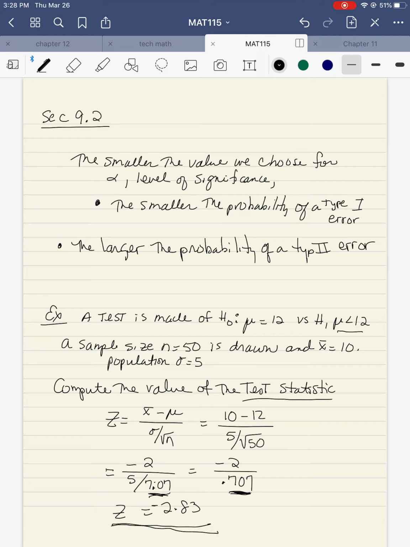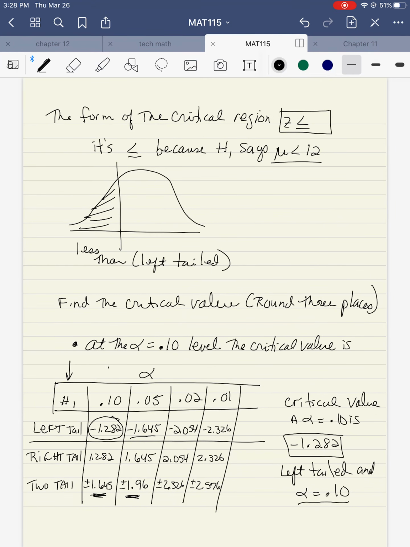That's your test statistic. The form of the critical region would be Z is less than or equal, because H1 says mu is less than 12. So again, they have to match. Which means I set up the critical value and the test statistic. If the test statistic falls within the critical region, then you reject the null hypothesis. We'll get to that in a second. But first, find the critical value rounding to 3 places.